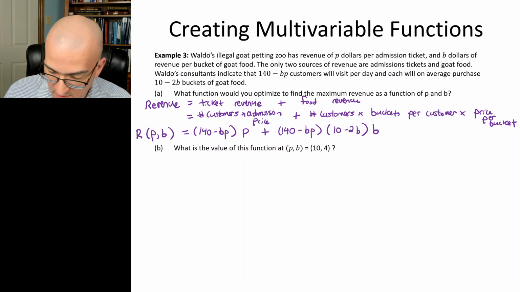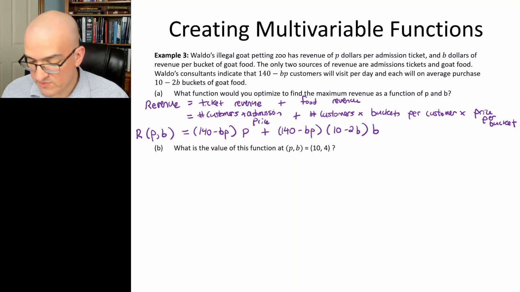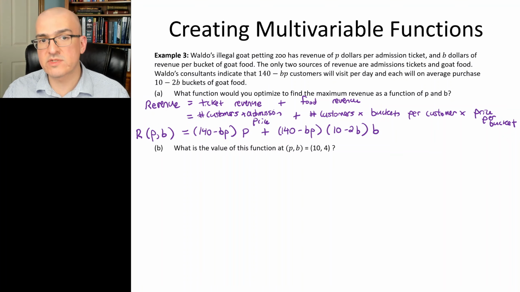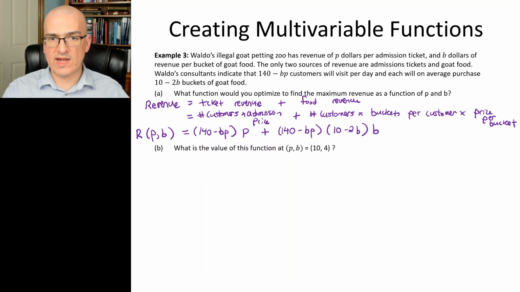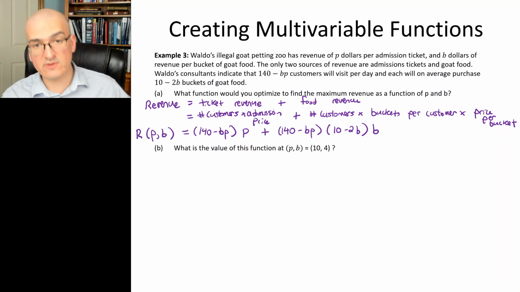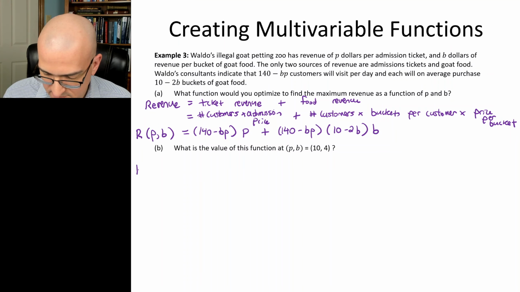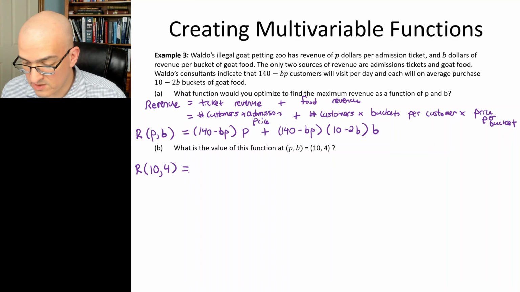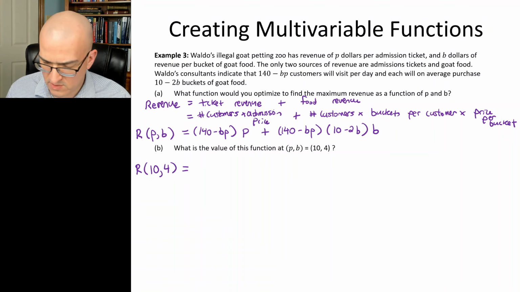And the last part, B, says, what is the value of this function at 10, 4? And notice in all these examples, I'm just giving random numbers to plug in. These aren't necessarily the values of the max. So what is the revenue at this particular set of parameters? If the entry cost is $10 and one bucket of goat food costs $4, what's the revenue?